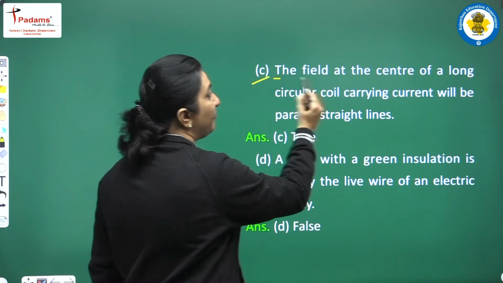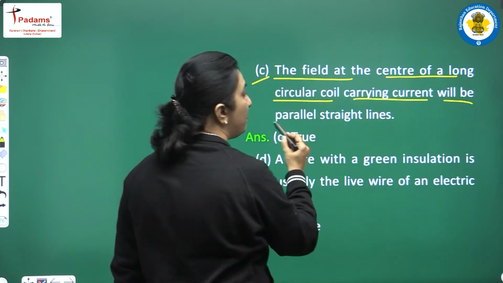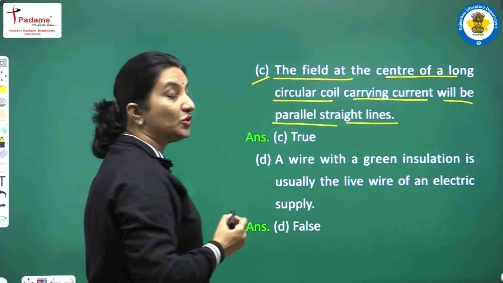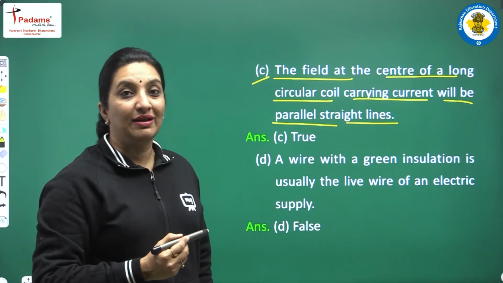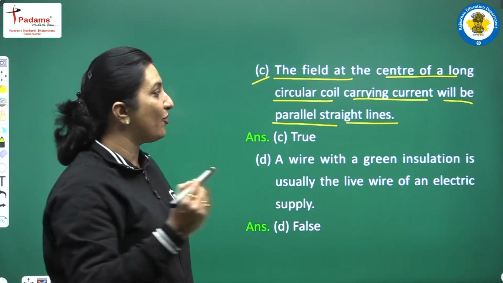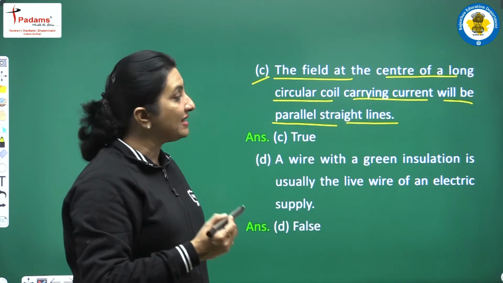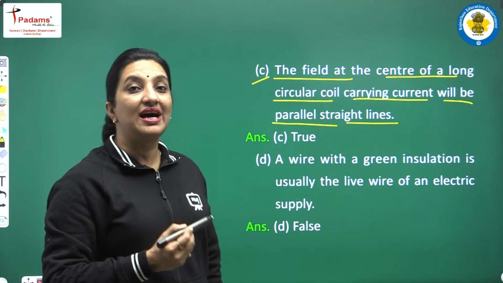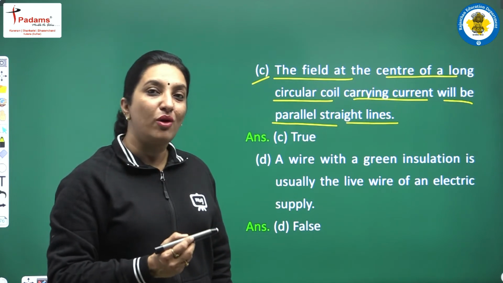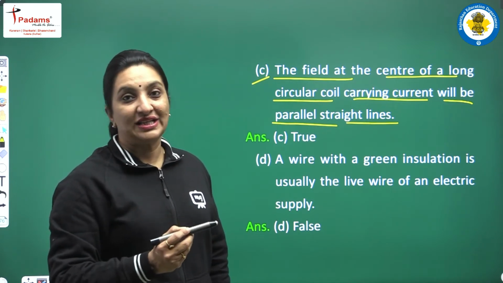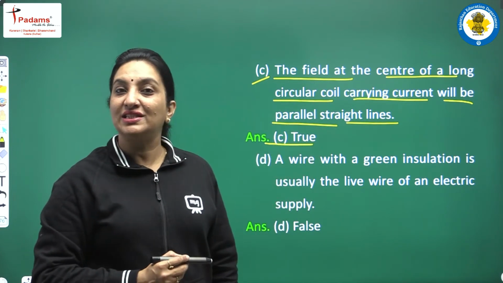Statement C. The field at the center of a long circular coil carrying current will be parallel straight lines. Now students, we know that at the center of a long circular coil, which is also known as a solenoid, carrying current will be parallel straight lines. So we know that the magnetic field lines inside a current carrying solenoid is a uniform magnetic field and it is in the form of straight lines. So here this statement is correct. So this statement C is true.